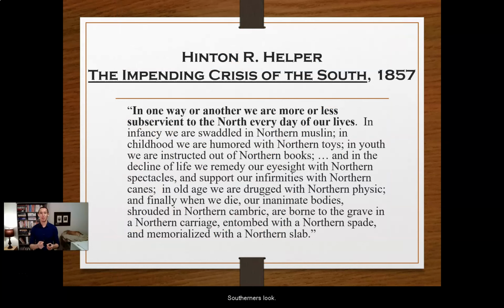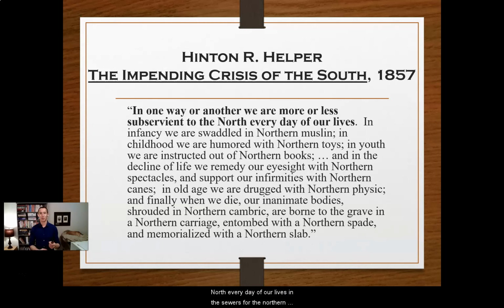There were Southerners that warned other Southerners, look, we've got a problem. We are not making stuff. Hinton Helper, he wrote several books where he told the South over and over again, in one way or another, we are more or less subservient to the North every day of our lives.